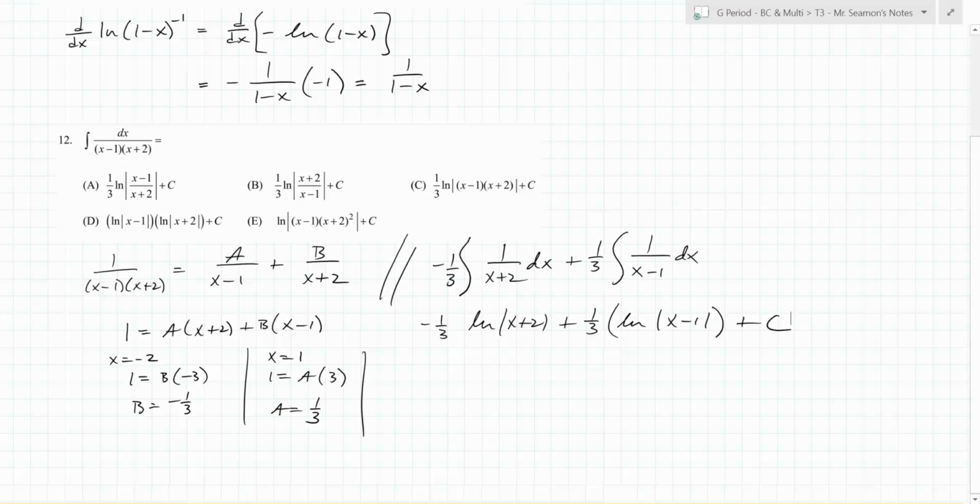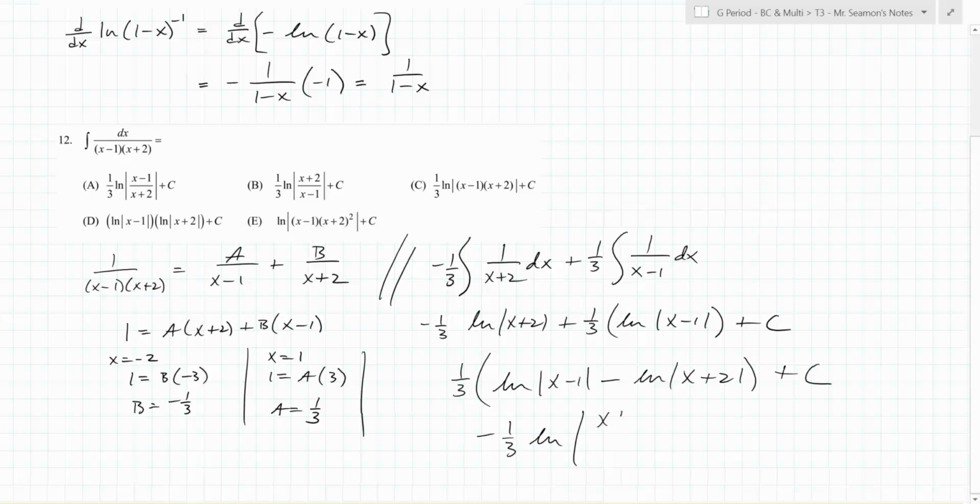It matches what? A, yeah, because you're going to do the division. So you're going to factor out 1/3. So this turns into 1/3, just so you can see it, of ln of x minus 1 minus ln of x plus 2, plus c. So that's going to be 1/3 of ln of x minus 1 over x plus 2, because the negative was already there. Plus c.